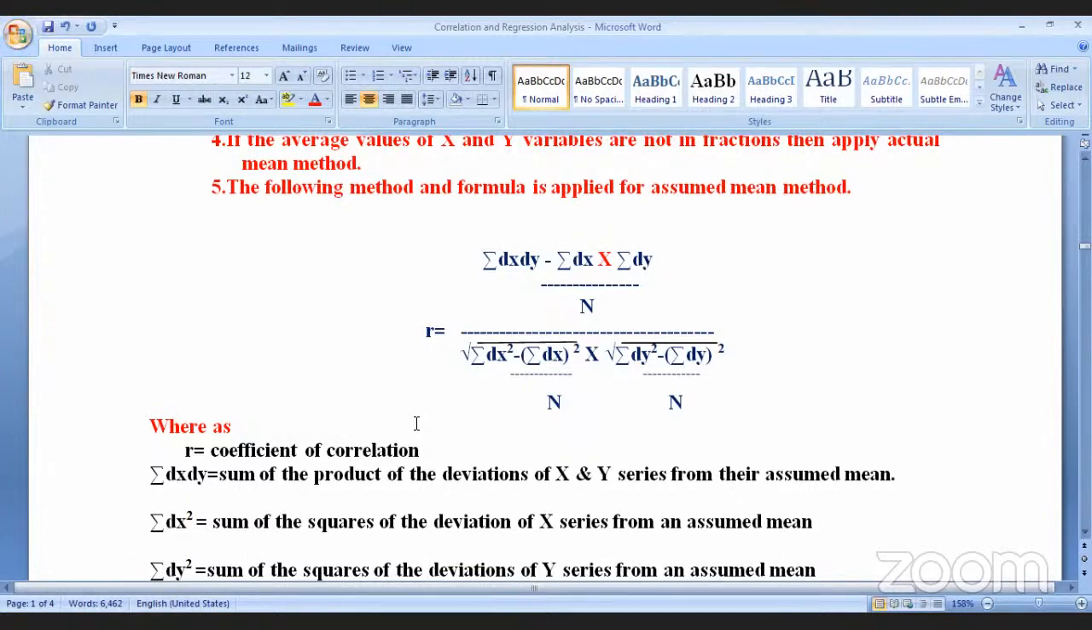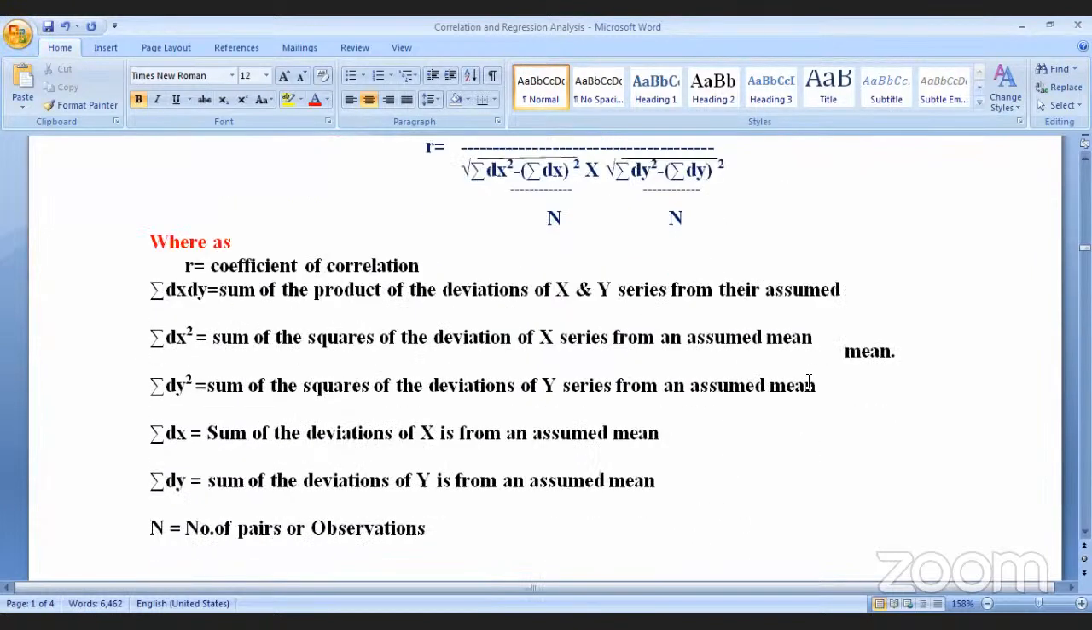Okay, we will see the problem now. So please take a screenshot regarding this formula. This is the assumed mean method formula. Okay, I'm going to the problem here.